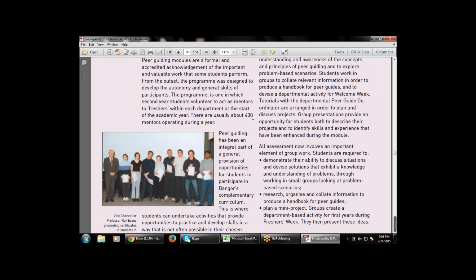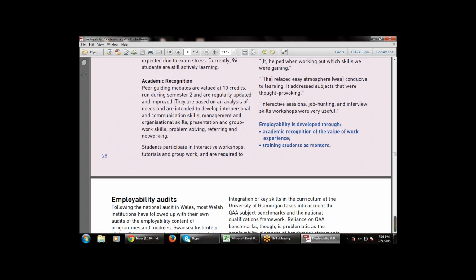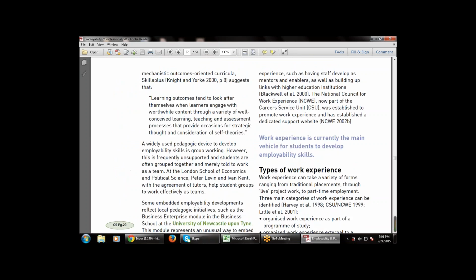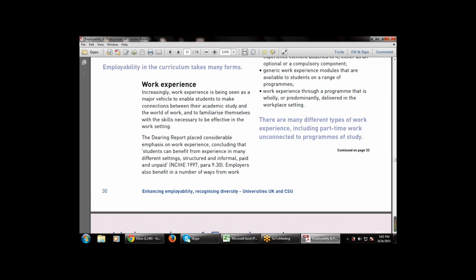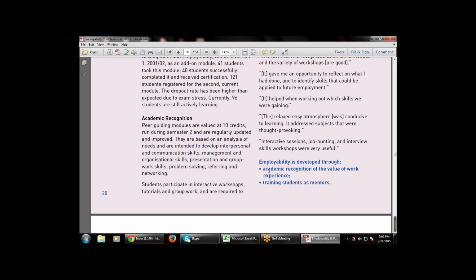And there should be a record of the student's delivery, which is also part of the student outcome. So employability is developed through the academic recognition of the value of the work experience. Whatever academic recognition is used, it is recognition of the value of the work experience.